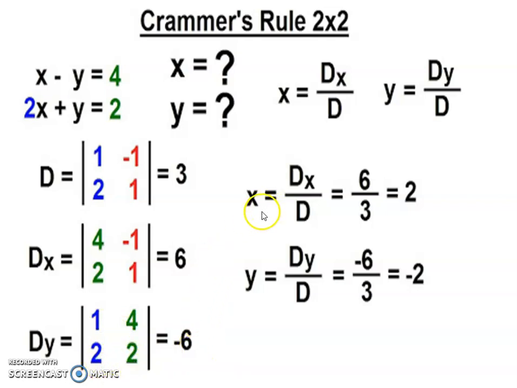So the value of x equal to dx upon d is equal to 6 upon 3, which is 2. Same thing, y is equal to dy by d, so minus 6 upon 3 is minus 2. If we put both values of x and y in this equation, we should derive 4. Let us check: 2 minus of minus 2 plus 2, 2 plus 2, 4. So both answers are right by verifying through back substitution of x and y in the given system of equations.